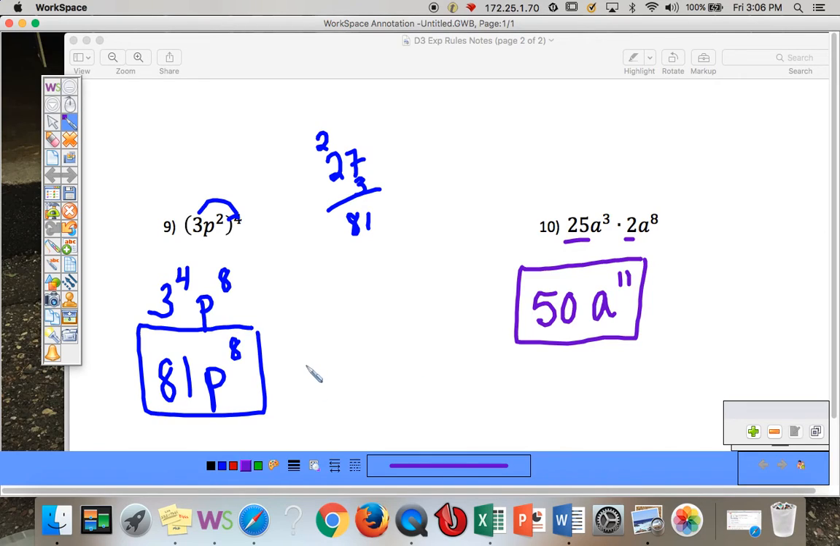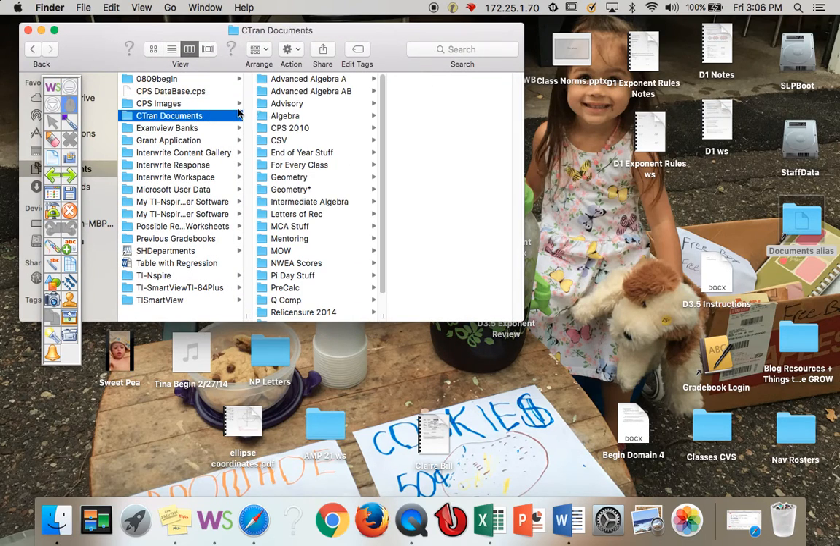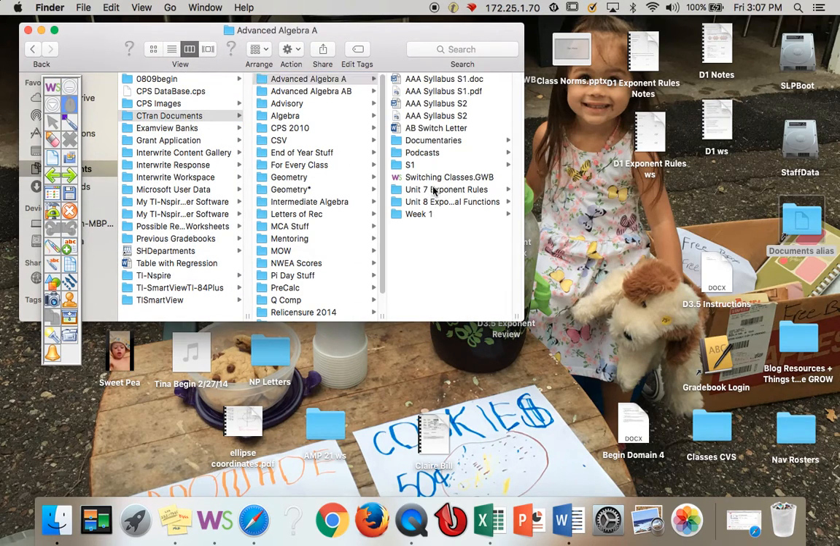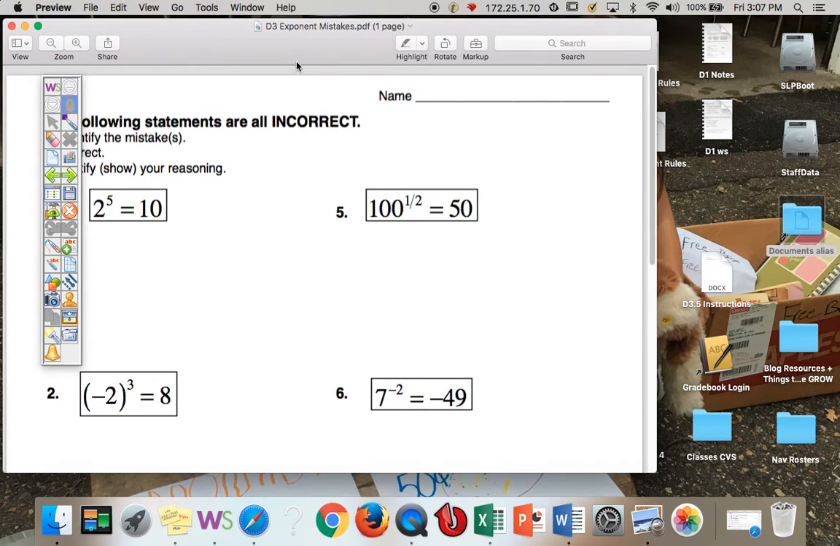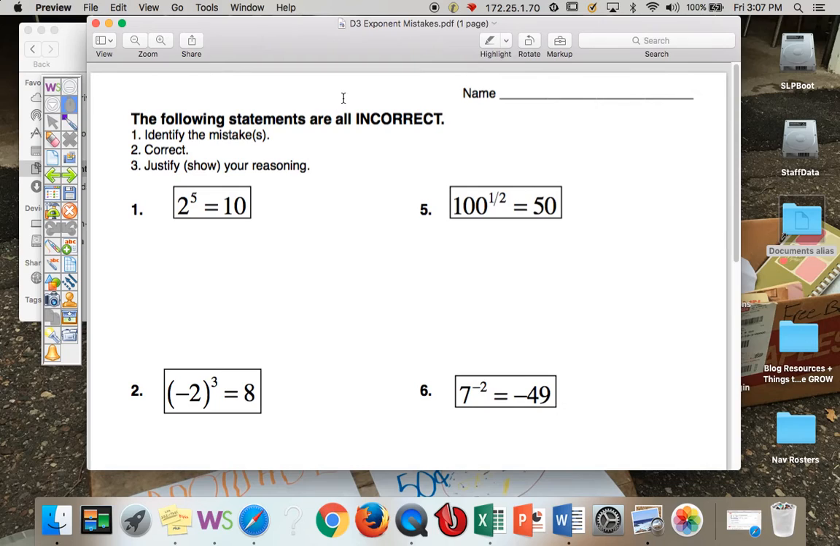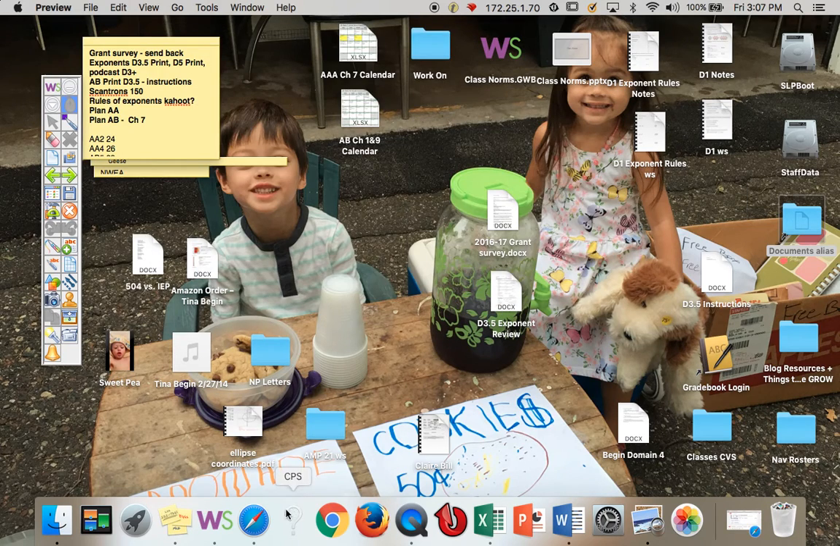All right, so we spent 3 days looking at these rules. Your assignment is to go through, and I believe it's find 4. Find 4 that have errors, like 4 have errors and 4 don't, but let me double check. On day 3, so the directions say, the following statements are all incorrect. Identify the mistakes, rectify, justify your reasoning. Okay, so they're all incorrect. Can you make corrections using your rules? All right, that's it.